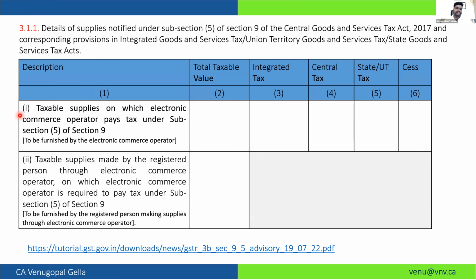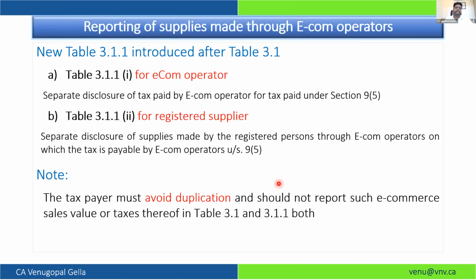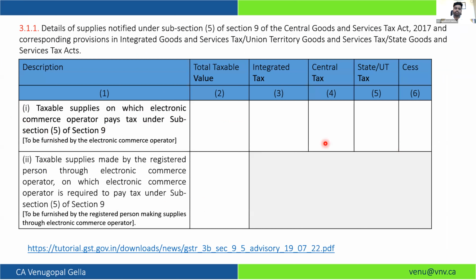If we read clause 1, taxable supplies on which the electronic commerce operator pays tax under section 9 subsection 5. This is applicable for the e-commerce operator. So table 3.1 is for the e-commerce operator. The e-commerce operator who is paying the tax on behalf of the actual supplier is required to report in these fields. Now coming to clause 2.